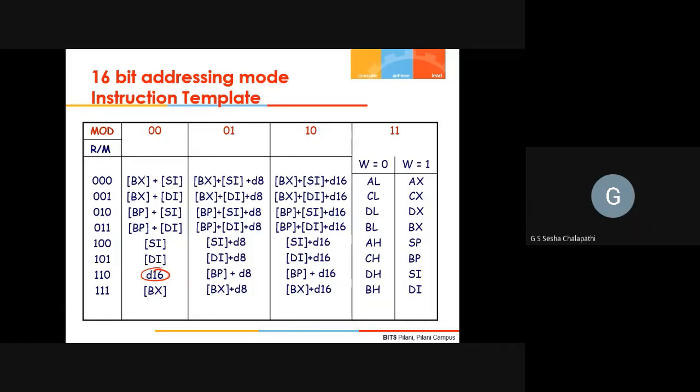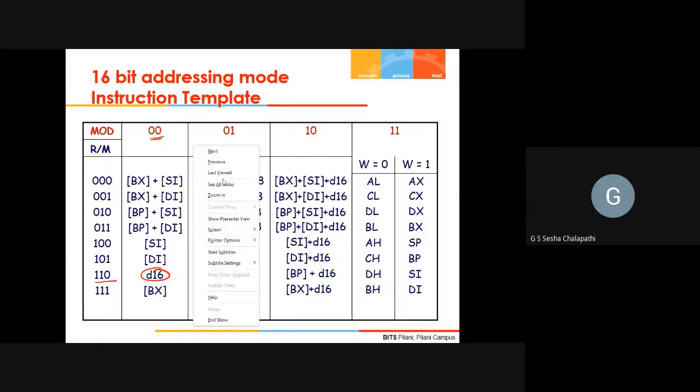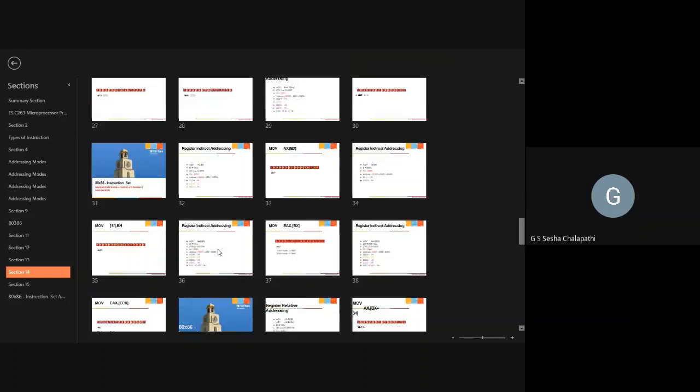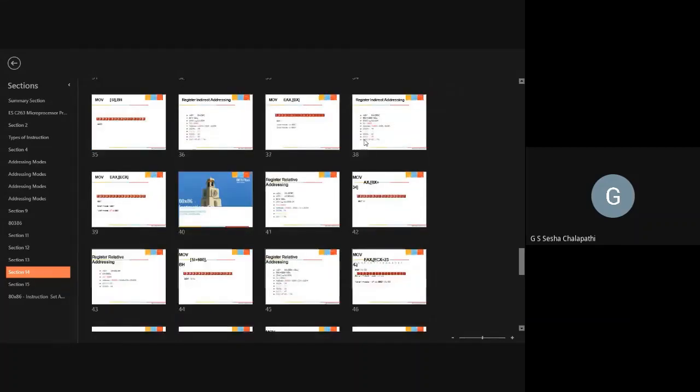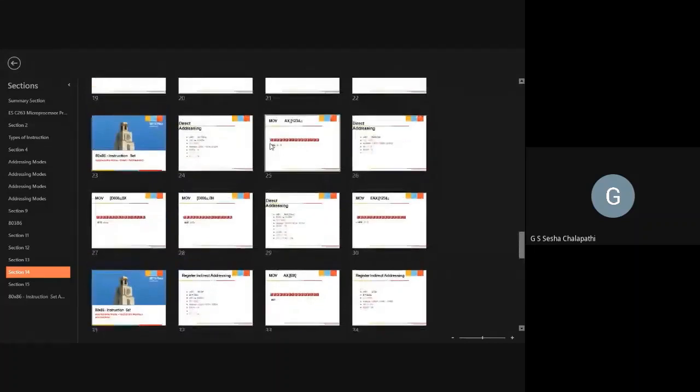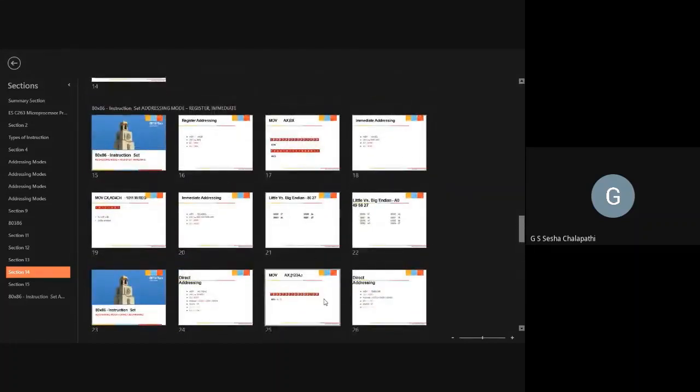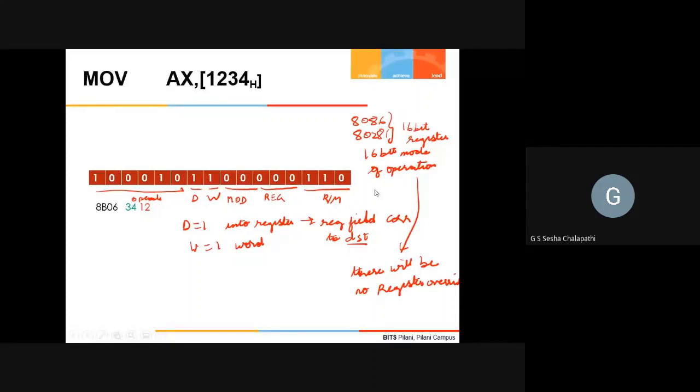So the mod field for this is 00 and R by M field is 110. So 00110. So go back to that particular slide. 00110. Right? So I have put the mod field as 00 and R by M field as 110. So this will become what?